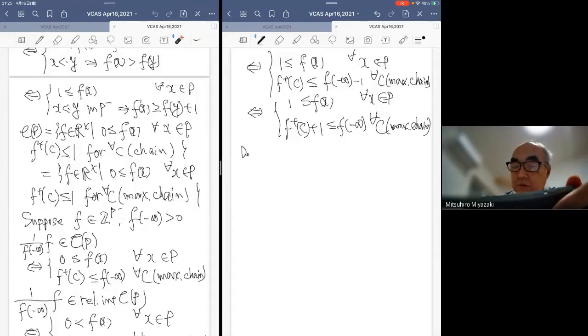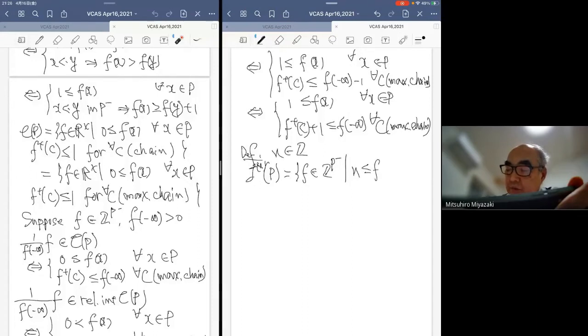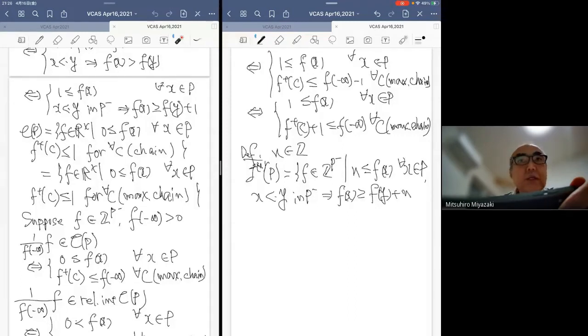I make the following definition. For an integer m, let T_m(P) be the set of integer valued functions from P minus such that f(x), the value of x, is greater than or equal to m for any x in P, and if x is covered by y in P minus, then f(x) is greater than or equal to f(y) plus m.